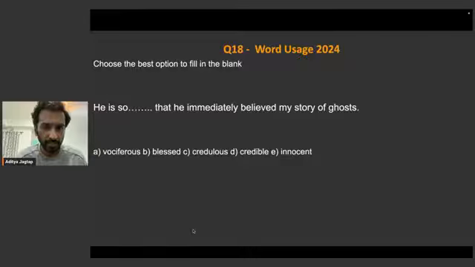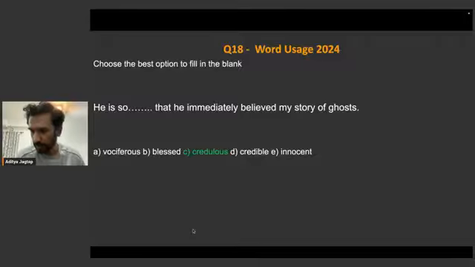He's so dashed that he immediately believed my story of ghosts. So this is a fill in the blank or word usage question. He's so dash that he immediately believed my story of ghosts. So he's someone who believes something really easily. Correct? So which option would you go with? The right answer would be credulous.